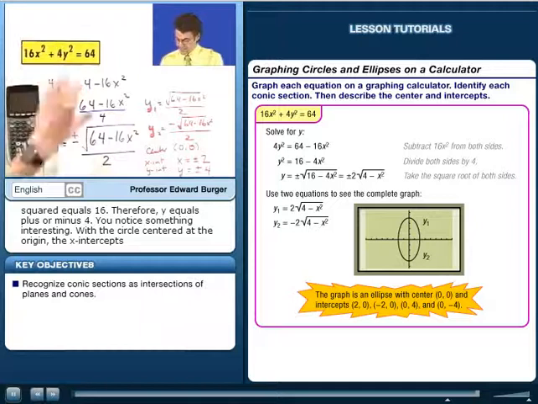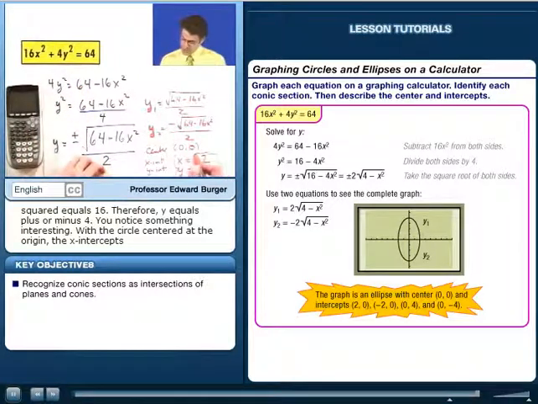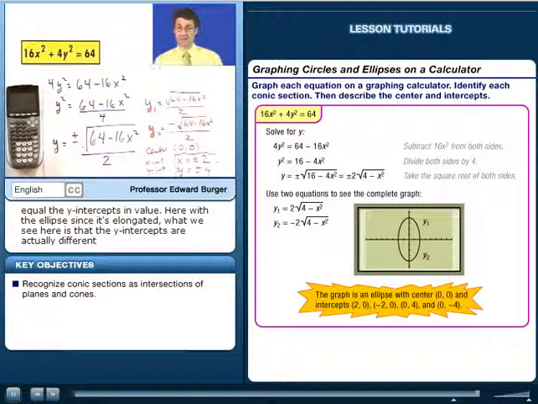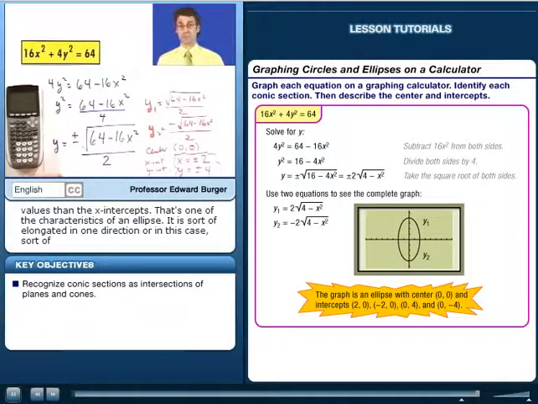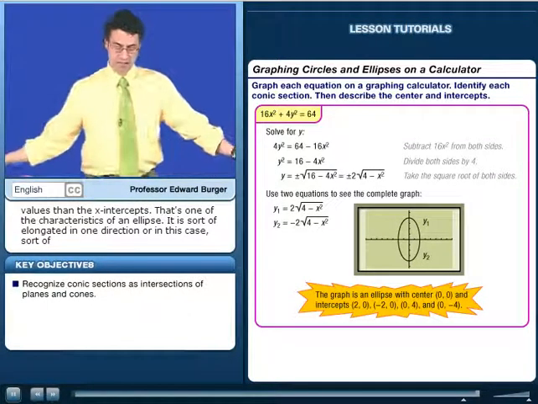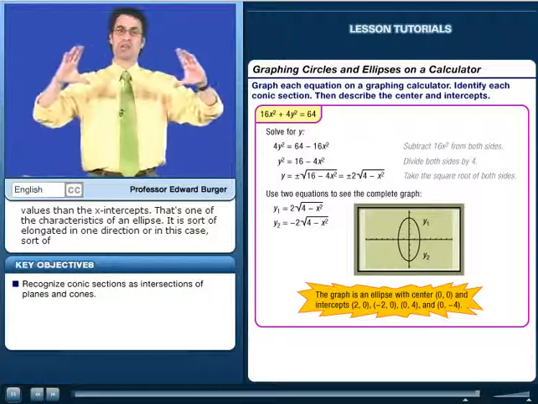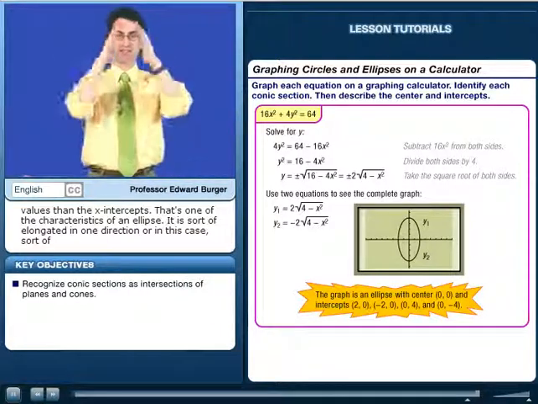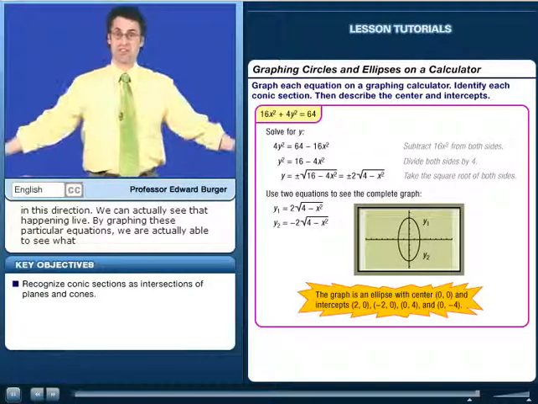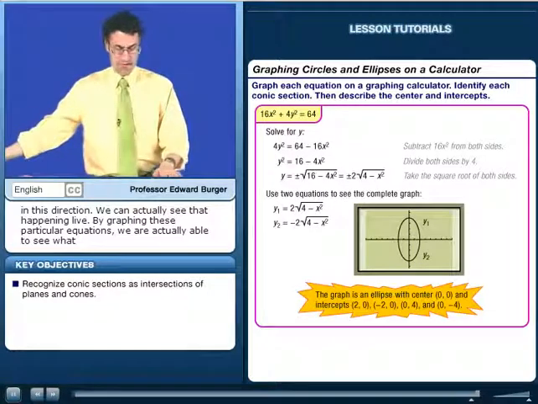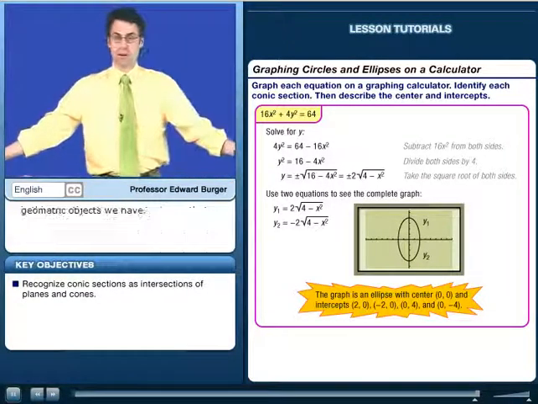And you notice something interesting. With the circle centered at the origin, the x-intercepts equal the y-intercepts in value. But here with the ellipse, since it's elongated, the y-intercepts are actually different values than the x-intercepts. And that's one of the characteristics of an ellipse. It's elongated in one direction, or in this case, in this direction. And so we can actually see that happening live. By graphing these particular equations, we're able to actually see what geometric objects we have.